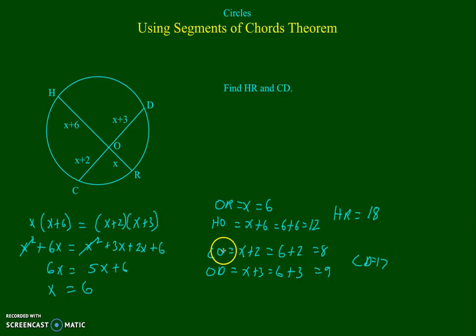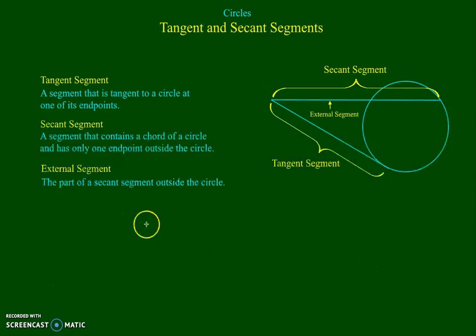Hopefully you found that instructive. The key idea to take away is the product of the segments of one chord equals the product of the segments of the other chord. All right, let's move on to another topic.